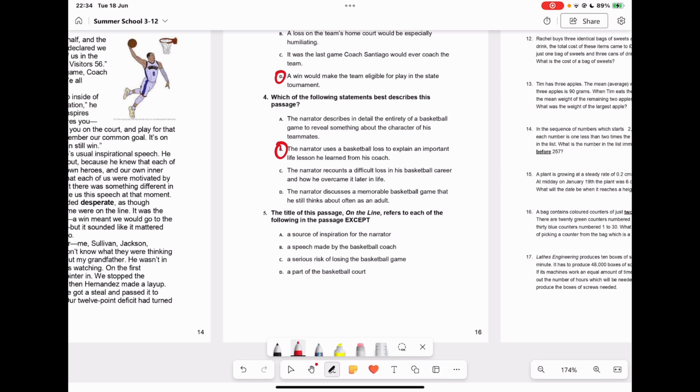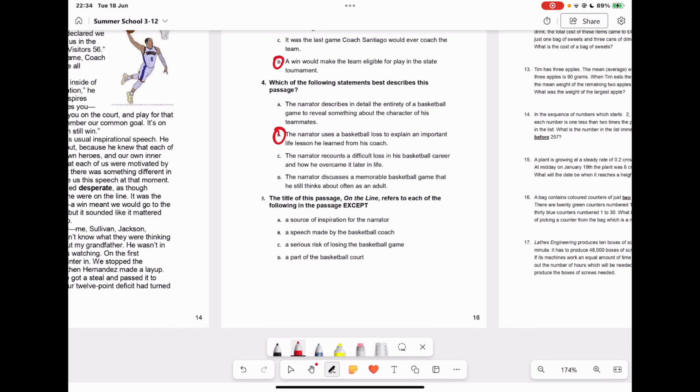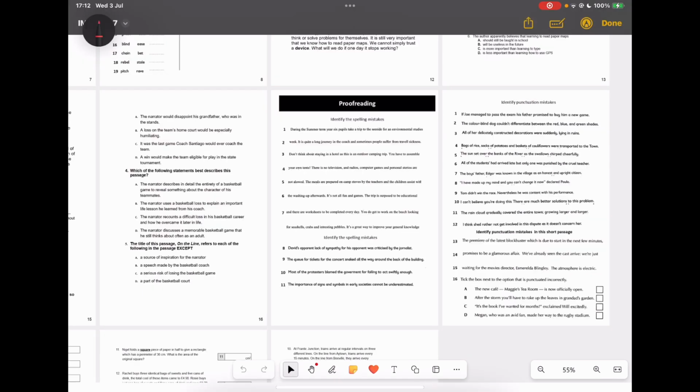A source of inspiration, yeah. A speech, yeah. A very serious risk of losing, yeah. Part of the basketball court, no. So it's okay. Proofreading. Identify the spelling mistakes.